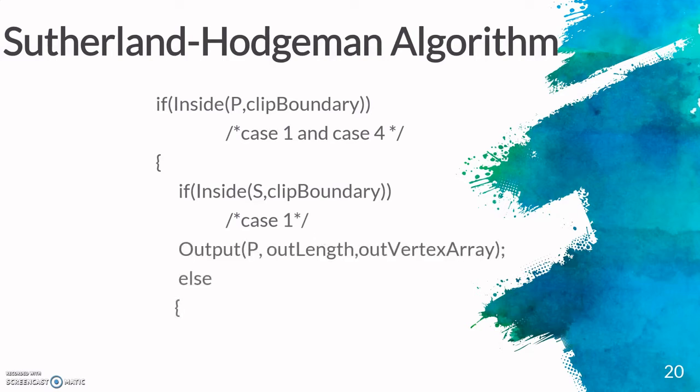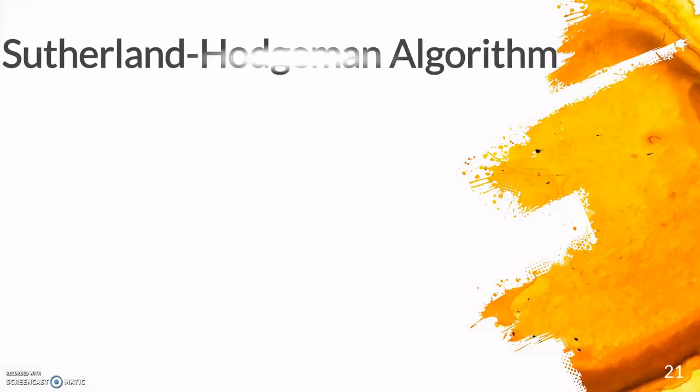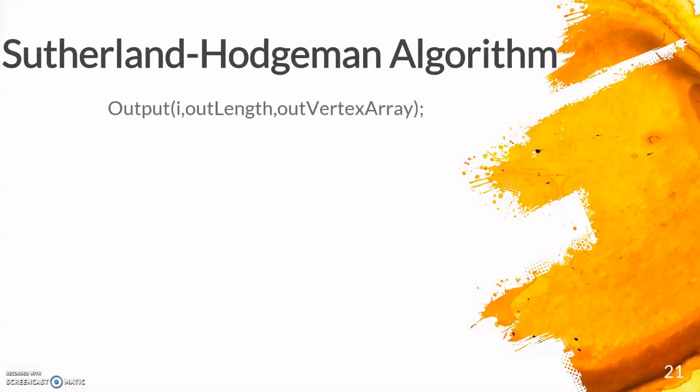Else we will be having an intersection point, right? So I is equal to intersect of S, P, clip boundary. Else case is for case 4. Case 4 we said we have the polygon edges intersecting the clip boundary. So we'll be outputting what? I, out length, out vertex array, and output P, out length, out vertex array. So we completed with case 4.